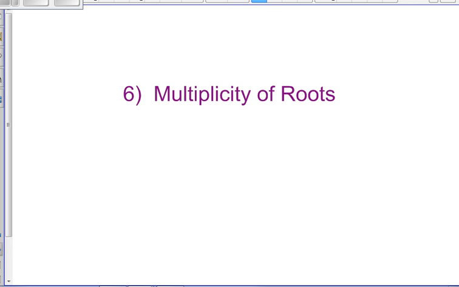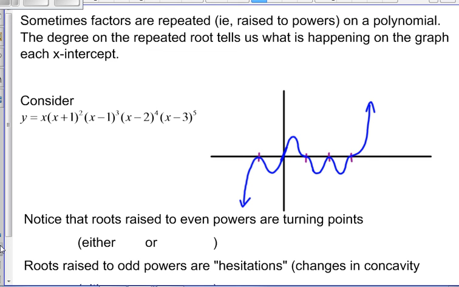We're going to take a quick look at the multiplicity of roots, because any powers that are on those x-intercepts actually change the look. So you can see here that I've got this graph that looks kind of funny. Sometimes factors are repeated, or they're raised to powers on a polynomial. The degree on the repeated root tells us what is happening on the graph at each x-intercept. So look at this one here. Over here we have just a regular factor of 0. And look on the graph, we just have something regular going on there. It goes straight through the x-axis.